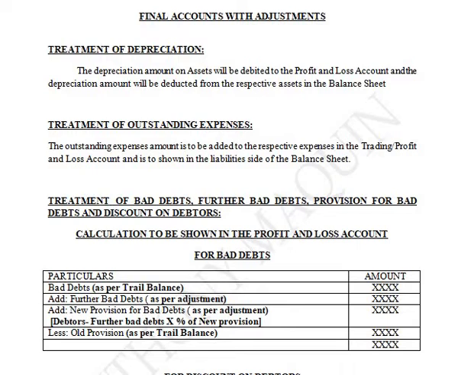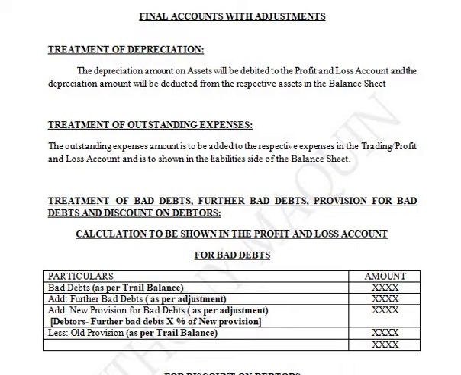You have to take the amount of debtors, then minus the amount of further bad debts, then multiply by the percentage of new provision as given in the adjustment. But remember, if there's no information regarding further bad debts in the problem, then it will simply be debtors into the percentage of the new provision for the calculation of new provision for bad debts. And you have to deduct the old provision, and this old provision we get from the trial balance. So whatever amount results will be shown on the debit side of the profit and loss account.